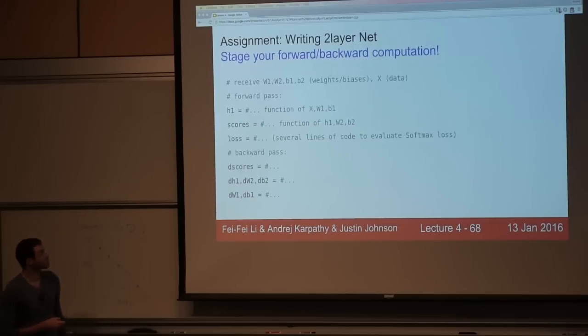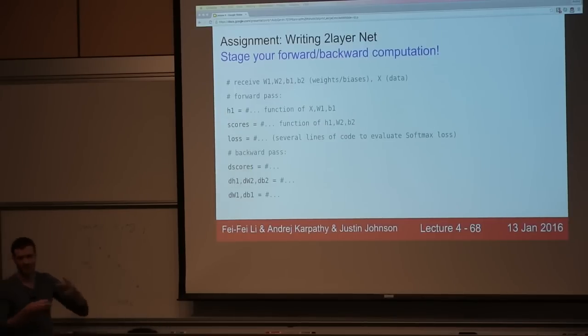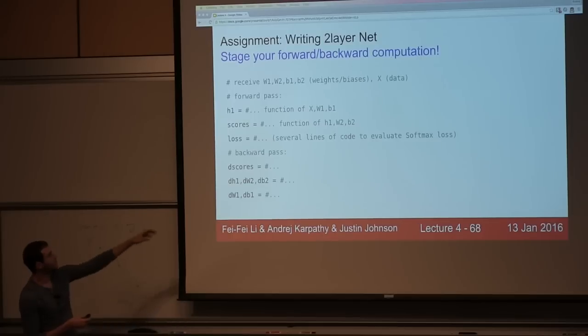Now I wanted to mention that you'll also be training a 2-layer neural network in this class. So you'll be doing something very similar to this, but you're not using logistic regression, and you might have different activation functions. But again, my advice to you when you implement this is to stage your computation into these intermediate results, and then do proper backpropagation into every intermediate result.